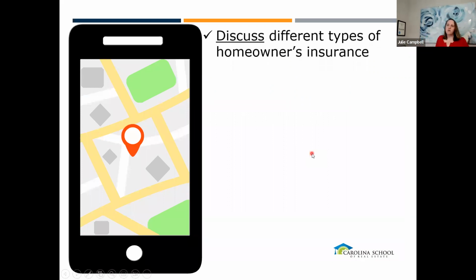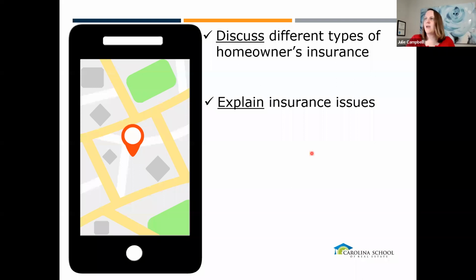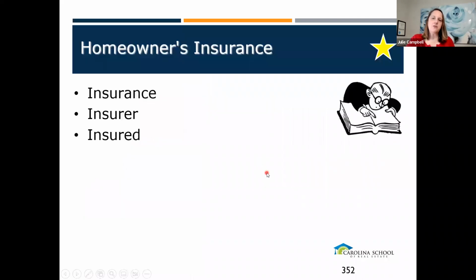So our roadmap, we're going to talk about the different types of homeowners insurance. We're going to talk about a few insurance issues. And let's start on page 352 with just defining some words.